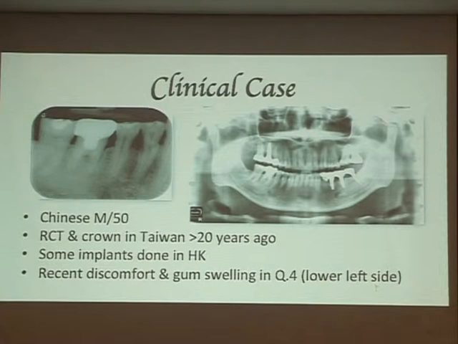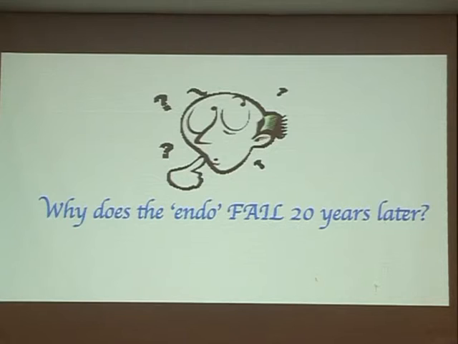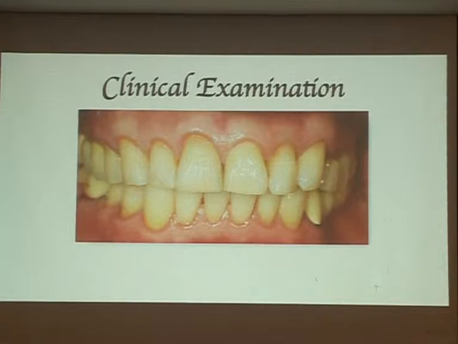It's a case of a patient in Taiwan for a long time. Endo was done 20 years ago with a crown, and some implants were done in Hong Kong. He started with some discomfort with this tooth after 20 years. To me, it's very unusual. The tooth had been okay for 20 years. What went wrong? So I do a more thorough examination. Look at this. You can see there is general attrition, which means the patient might be grinding.